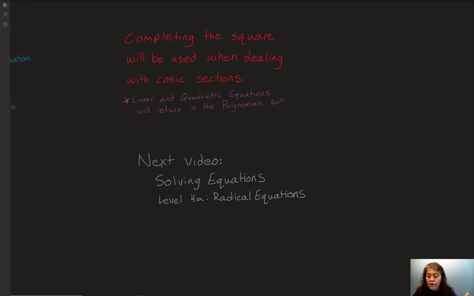Our next video is going to be over, again, solving equations, but this time we're going to be talking specifically about radical equations. I call this level 4A because I don't necessarily think that radical or rational equations is one easier or harder, so it doesn't really feel right to call one of them level 4 and one of them level 5 when they're about the same level of difficulty. So level 4A is radical equations. Come back tomorrow for that.